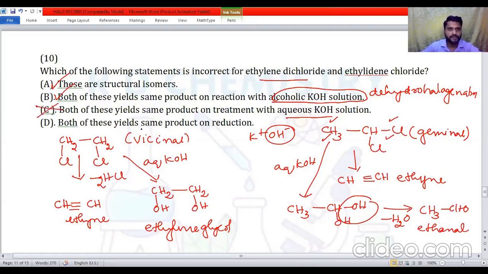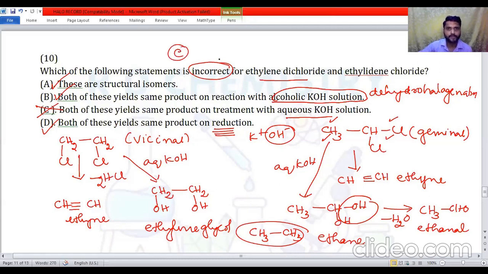Last one: both of these yield the same product on reduction. What is reduction? Reduction means addition of hydrogen or removal of an electronegative element like oxygen, or in general a halogen: chlorine, bromine, iodine. Remove the chlorine atoms and introduce hydrogen, so they become CH3 and CH3. Both cases give ethane as the product. Option D is the correct statement. So what is the answer? We want the incorrect statement. The answer is option C.